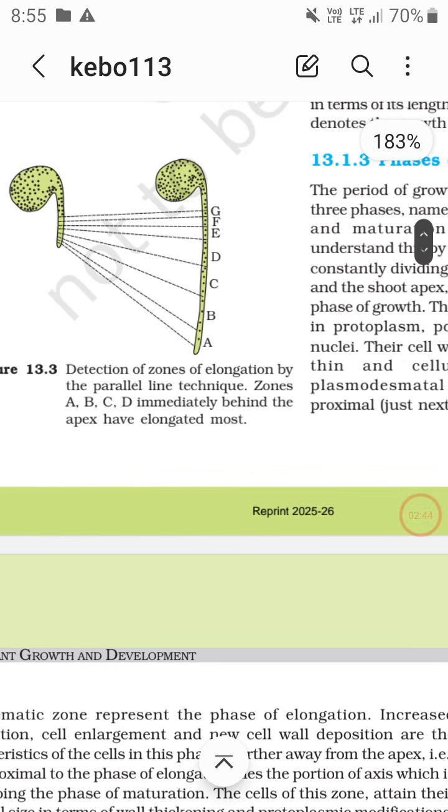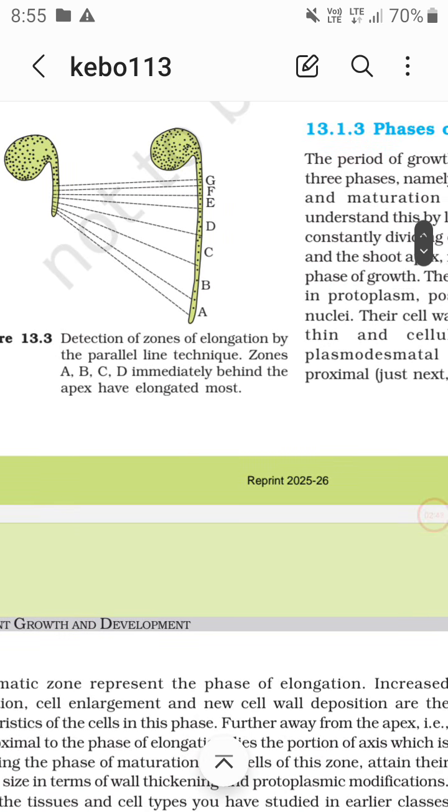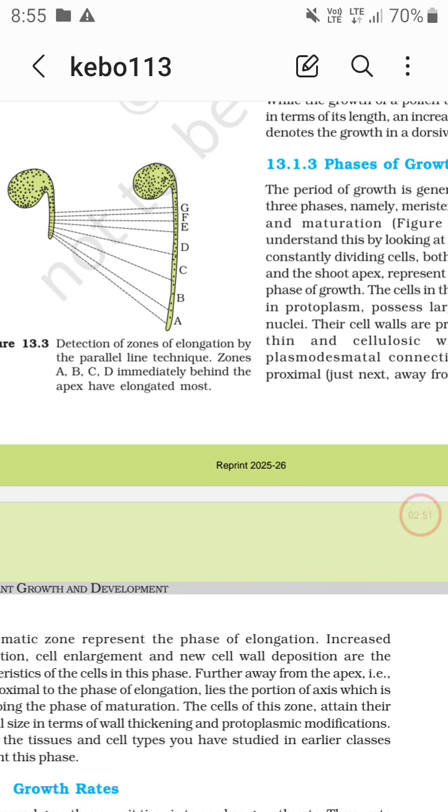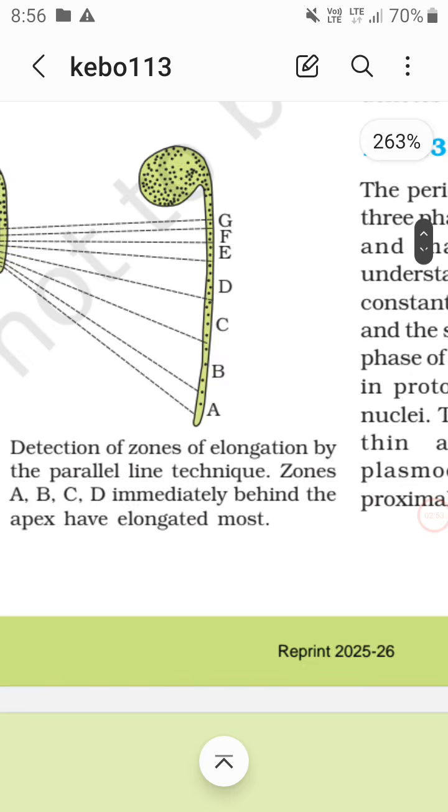Detection of zones of elongation by the parallel line technique. Zones A, B, C, D immediately behind the apex have elongated most. So A, B, C, D has elongated most.